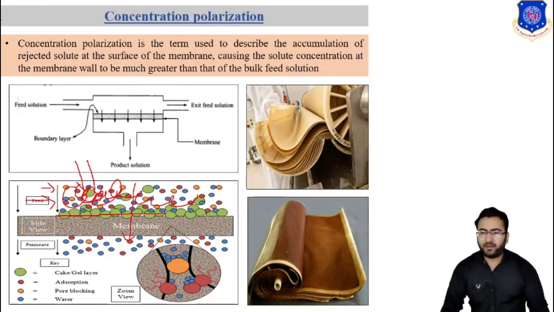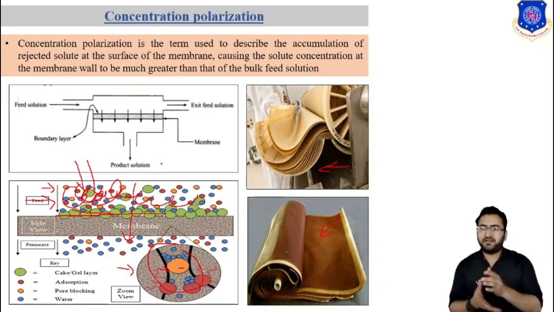This is the zoomed view of the cross section, or the pore, of the membrane. When the solute blocks the pore, concentration polarization results. This is a real image of a reverse osmosis spiral wound membrane module before concentration polarization, and this is the image of the module after concentration polarization. So concentration polarization is a disadvantage for membrane separation processes. This is all about concentration polarization.